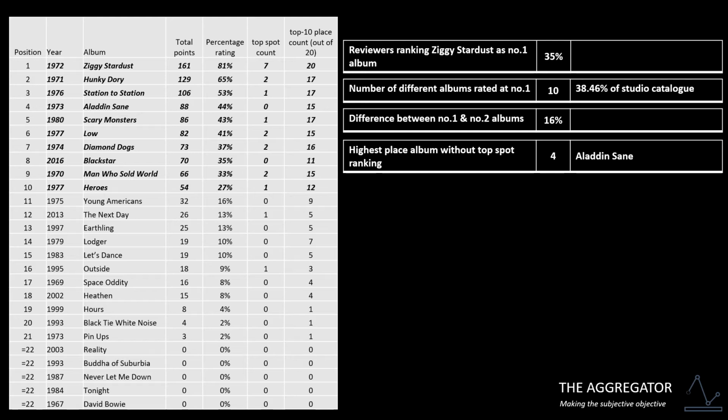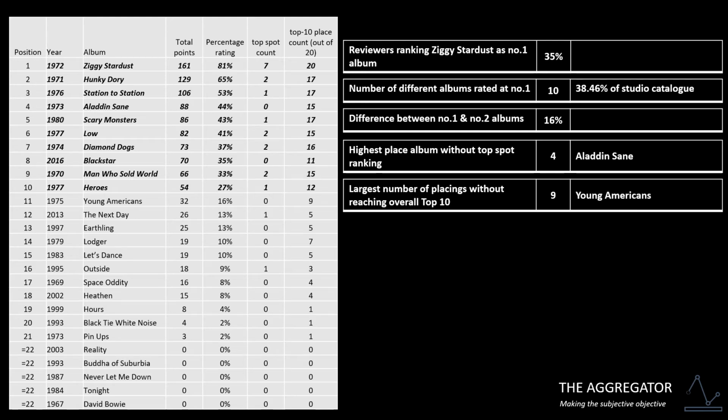So we can see here that Aladdin Sane at #4 is the highest placed album without any top spot ranking. So this is the album that's clearly highly regarded without ever fully hitting the sweet spot for the fans. And a high place in here I think could be another indicator of catalogue strength. So again, it'll be interesting to see where the equivalent album sits in the rankings of other artists.